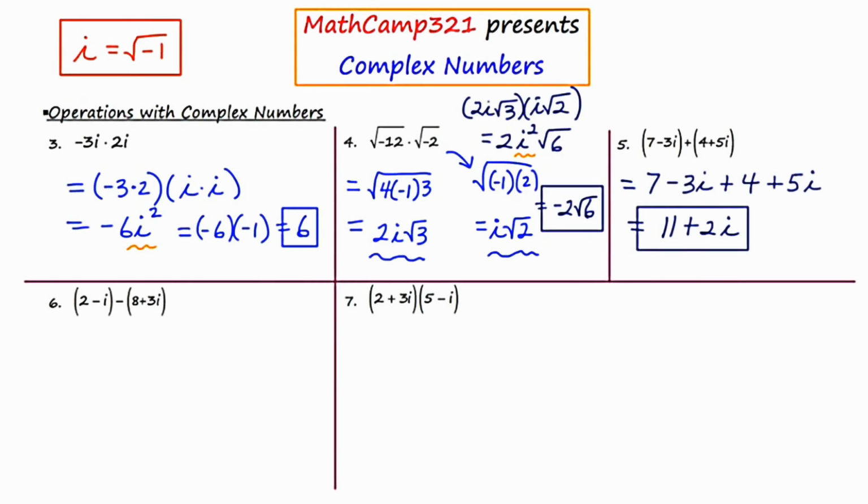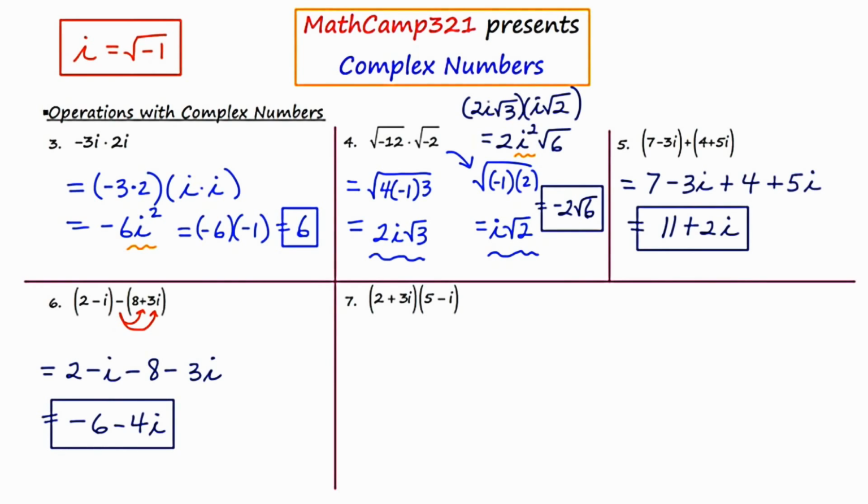In question number 6, we're subtracting one complex number from another. 2 minus i minus 8 plus 3i. Let's start by clearing the parentheses. Don't forget, when we subtract, we have to distribute the negative, and I'm going to have minus 8 and minus 3i. Collecting like terms, we end up with negative 6 minus 4i.